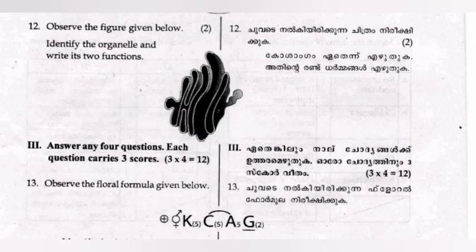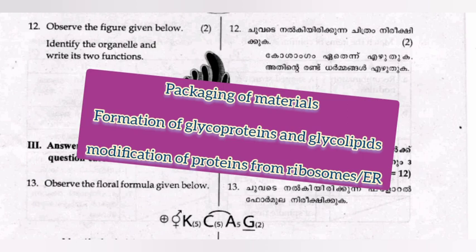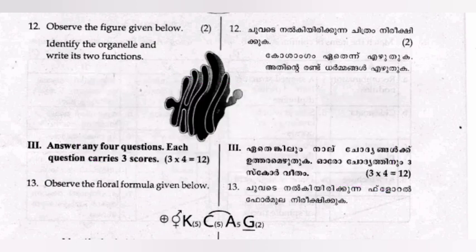12. Observe the figure given below. Identify the organelle. Answer: Golgi apparatus. Write its 2 functions. Answer: Packaging of materials, formation of glycoproteins and glycolipids, modification of proteins from ribosomes or endoplasmic reticulum. Identification carries 1 mark and function is 1 mark. So write 2 functions.